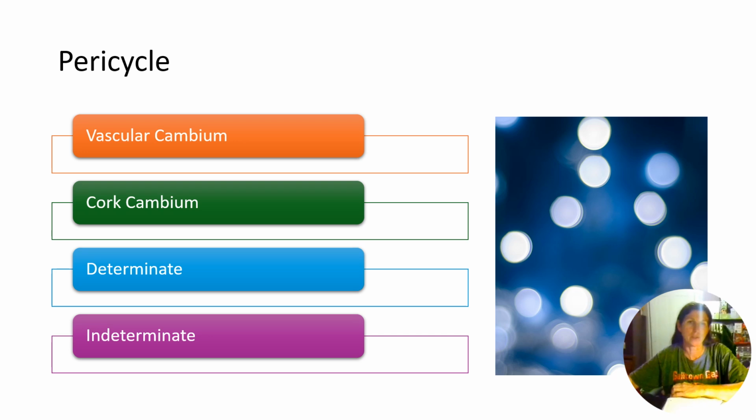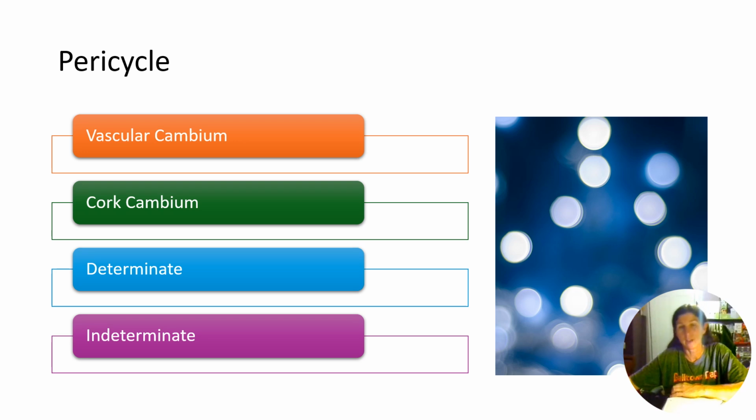All right, so now we're going to talk about the pericycle. The pericycle is a layer of parenchyma cells lying right up against the epidermis. So they actually can still divide even after they're mature. So there's still growth there.